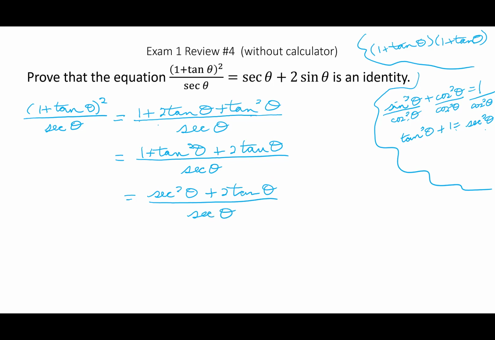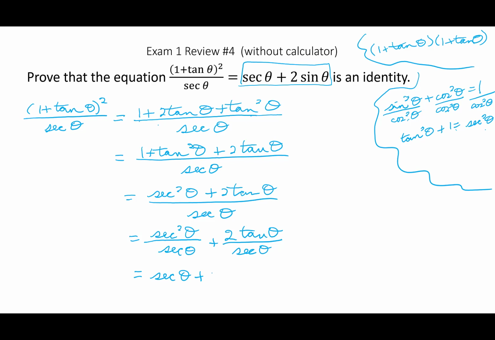And then just taking a quick peek at the right-hand side here, that is my goal to get to the right-hand side. I can see that I'm almost there with part of this. I can break up my expression here into sec² θ over sec θ plus 2 tan θ over sec θ. And if I simplify sec² θ over sec θ, I'll just rewrite that as sec θ. Almost there. We got one more step or two.